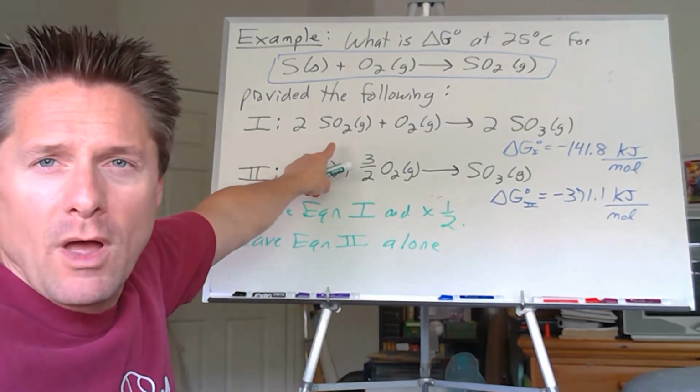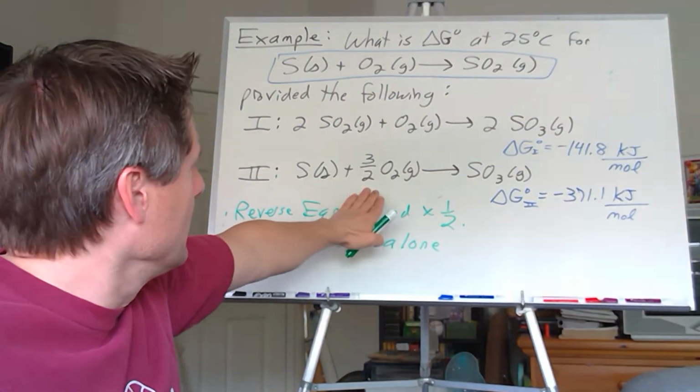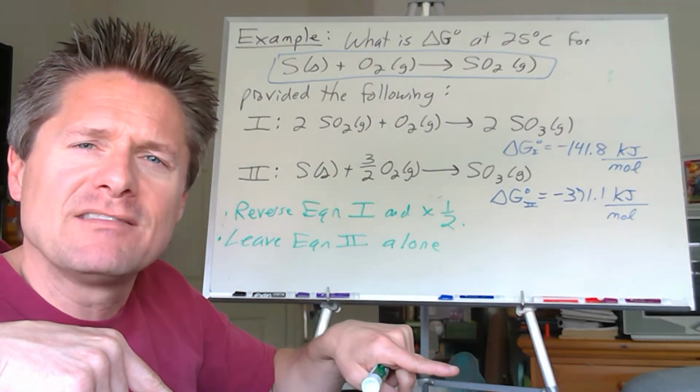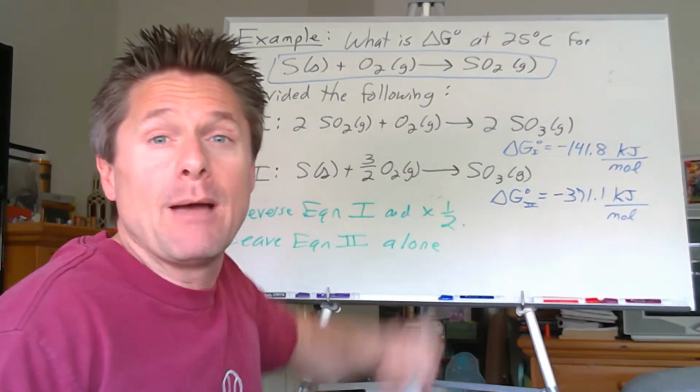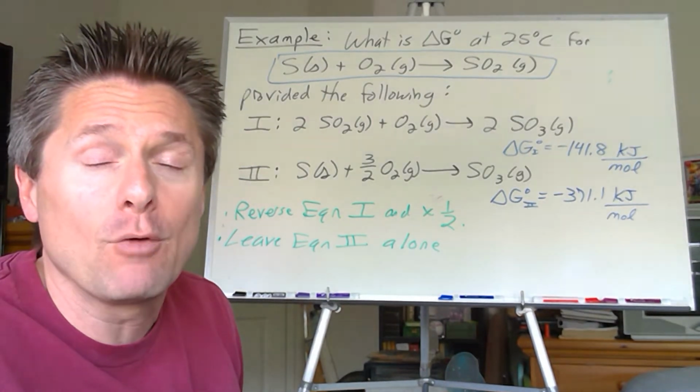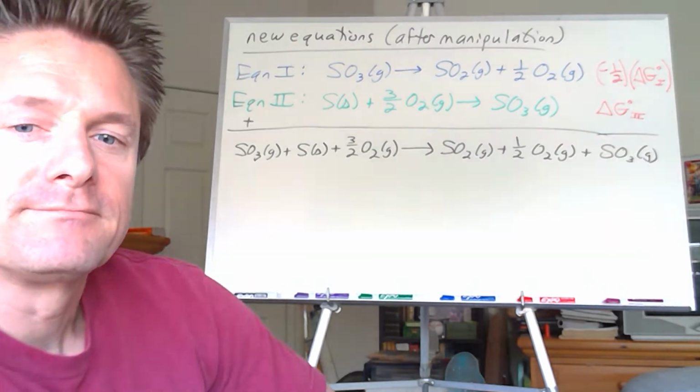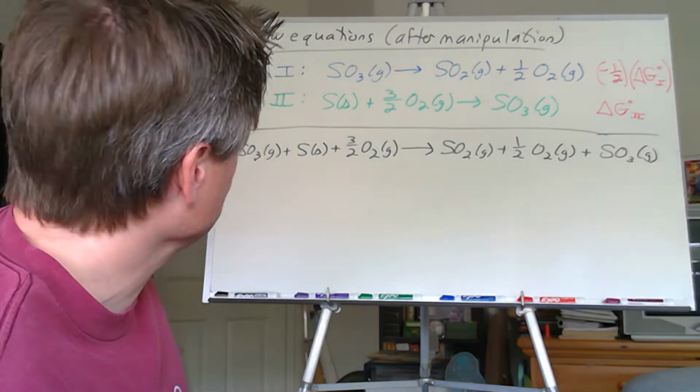I'm going to reverse 1 and multiply it by 1/2. I'm going to leave 2 the same, write those, and then I'm going to add them together, cancel out like species on either side. I better end up with that overall equation. If you don't end up with that overall equation, something went wrong. All right, guys, hopefully you did it.